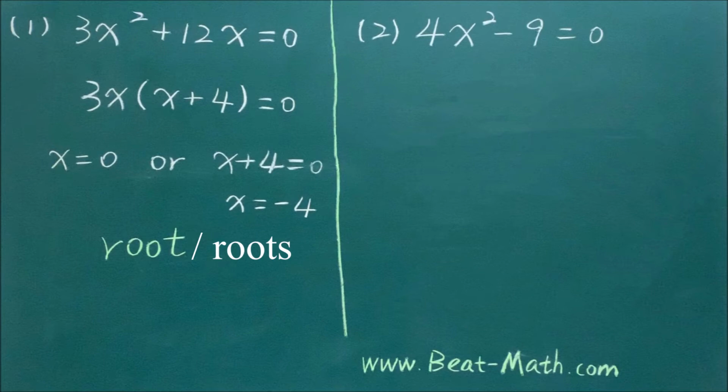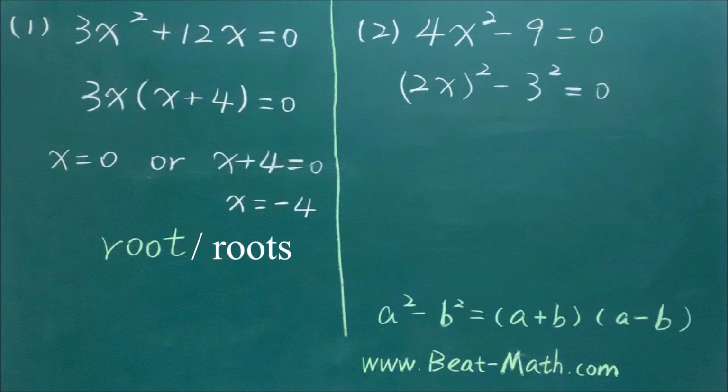4x squared minus 9 equals 0. Here, 4x squared is the square of 2x. And 9 is the square of 3. So we can use the square difference formula to factor the left side of the equation and get (2x plus 3) times (2x minus 3) equals 0.